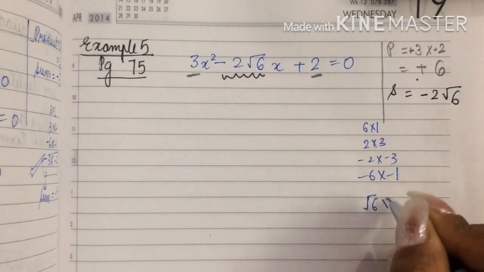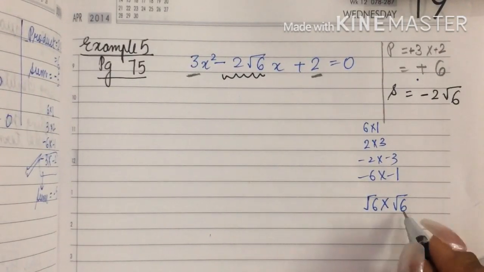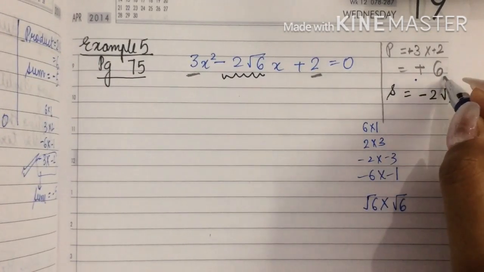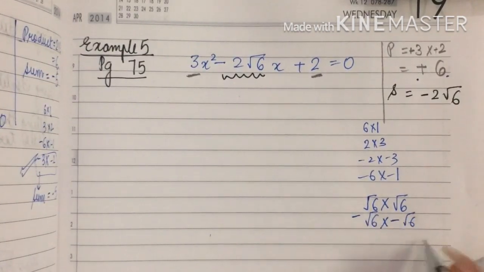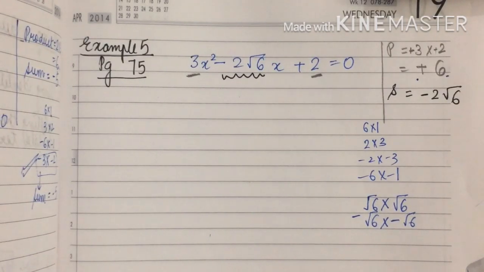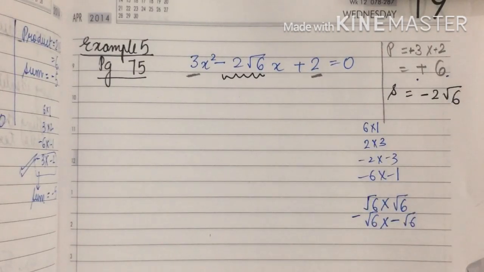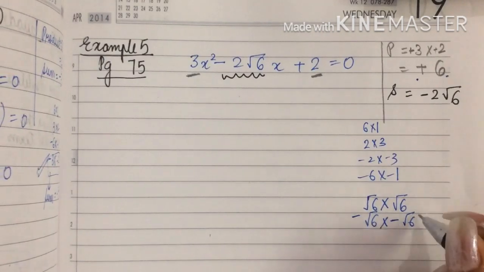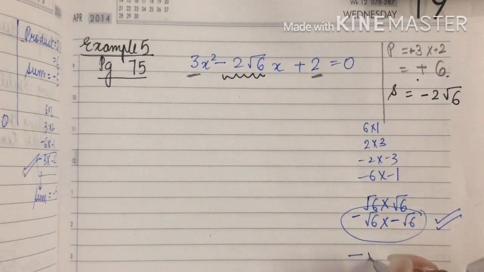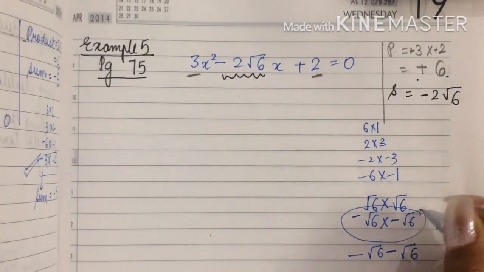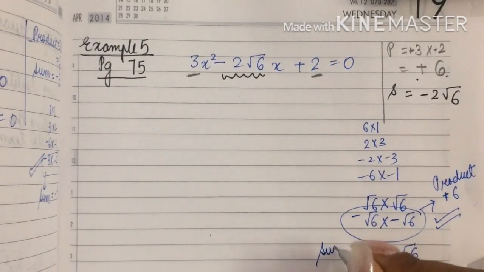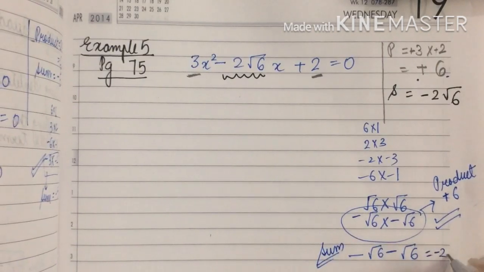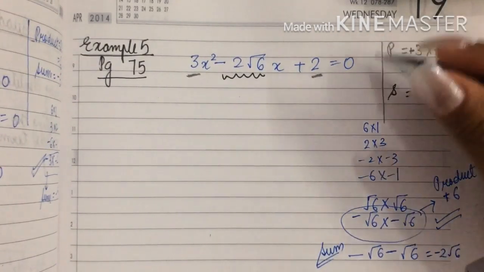One such example will be root 6 into root 6. Both of these are irrational and their product is what I want. Or it could be minus root 6 minus root 6. Their product will also be equal to 6, which I want. Now which of these pairs will give you the sum minus 2 root 6? This one. So this works best. Minus under root 6 minus under root 6. Their product is equal to plus 6, and the sum of these two is minus 2 root 6, which suits my condition.